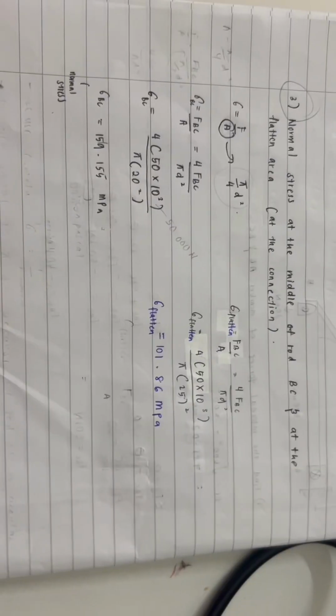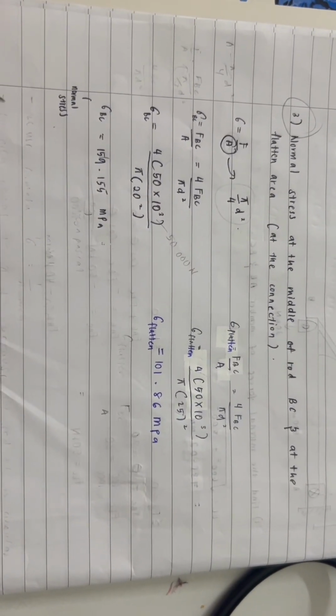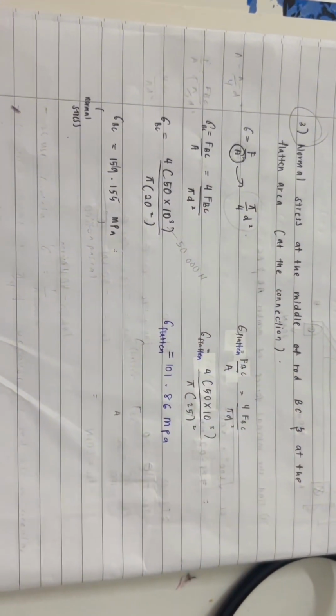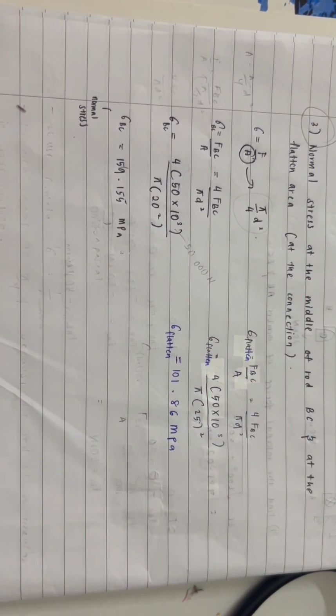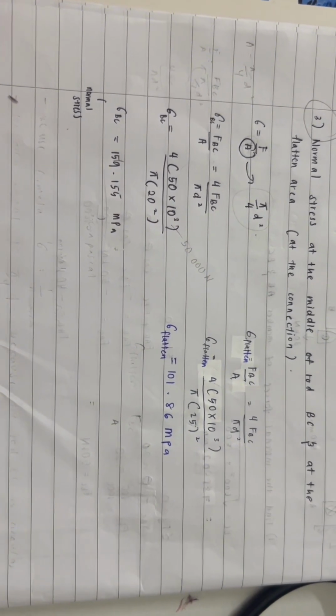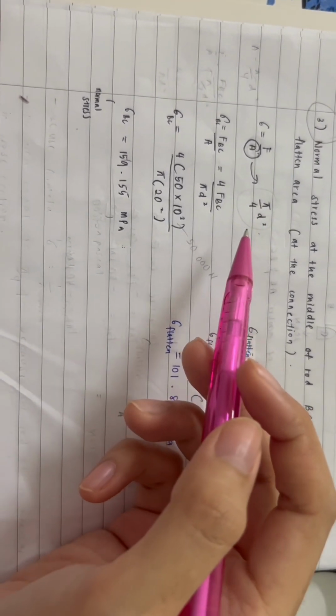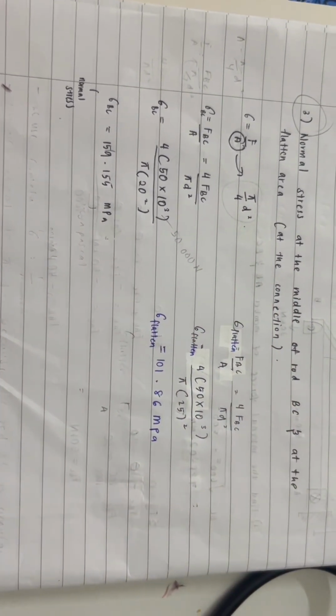My name is Nur Amira binti Muhammad Fadil, and I will explain the next question. We need to find the normal stress at the middle of the rod BC and at the flattened area, which is at the connection. For this question, we know the normal stress formula is force divided by area, and because rod BC is circular in cross section, the area is pi divided by 4 multiplied by diameter squared.